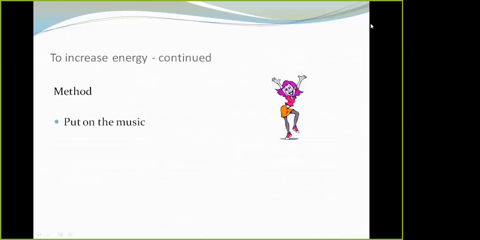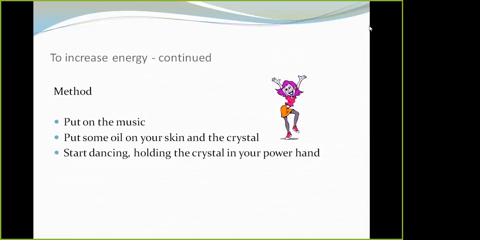You put on the music, right? That's the first thing. Then you put some oil on your skin and on the crystal. Make yourself smell lovely. Start dancing, holding the crystal in your power hand. Now, your power hand is the hand that you actually will use to hold your wands and to make sigils.